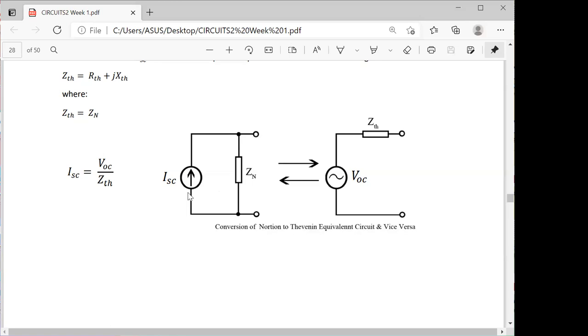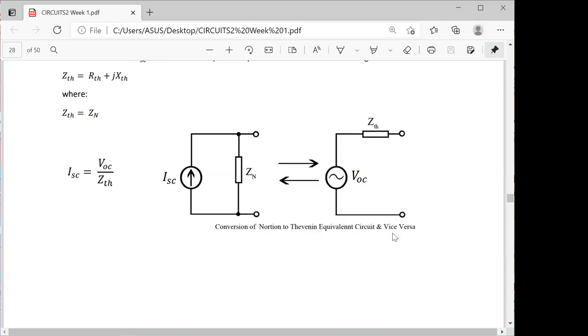From the Norton's theorem network, pwede nating kunin yung equivalent Thevenin's voltage V sub OC by simply multiplying this I sub SC to Z sub N for us to determine this V sub OC in this Thevenin's equivalent circuit. And we mentioned here that Z sub N is the same as our Z sub TH.